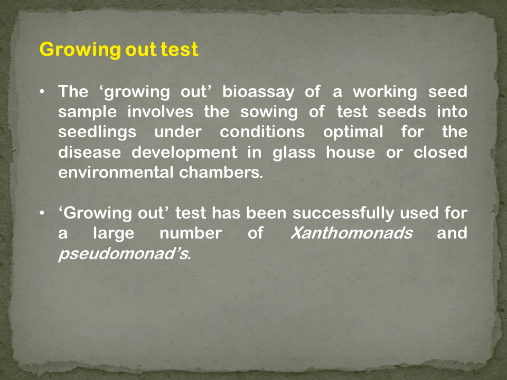One method is called the grow-out test. The grow-out test is a bioassay of a working seed sample that involves sowing test seeds into seedlings under conditions optimal for disease development, in the glass house or closed environment chambers, either polyhouse.